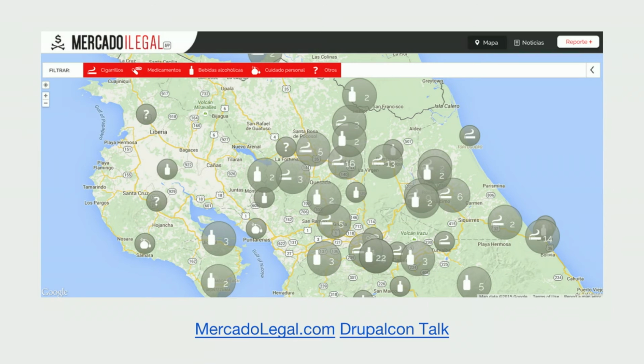An example of this was actually by a company in Costa Rica, and they did a case study at the last Drupalcon. They made a single-page app that allows users to mark on a map where contraband is being sold, which is a problem in Costa Rica, and to be able to see other places, to essentially report contraband being sold.